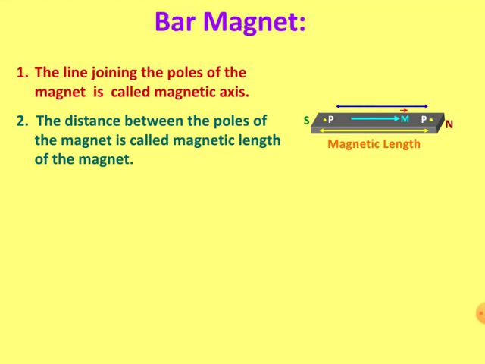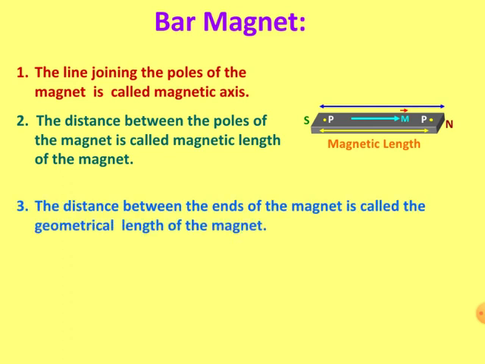What about the geographic length? This is the length of the bar magnet, which we call the geometrical length or geographic length. The distance between the two ends of the bar magnet is called the geometric length of the magnet.